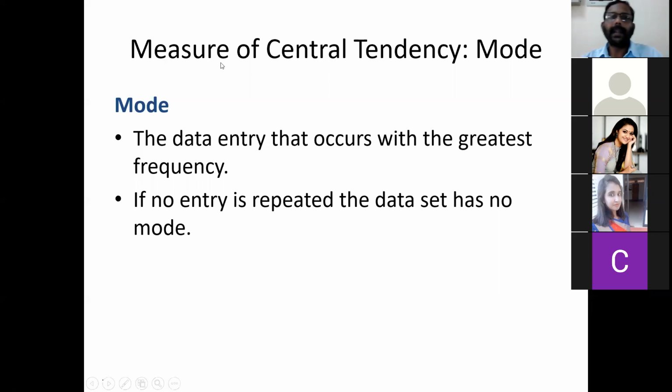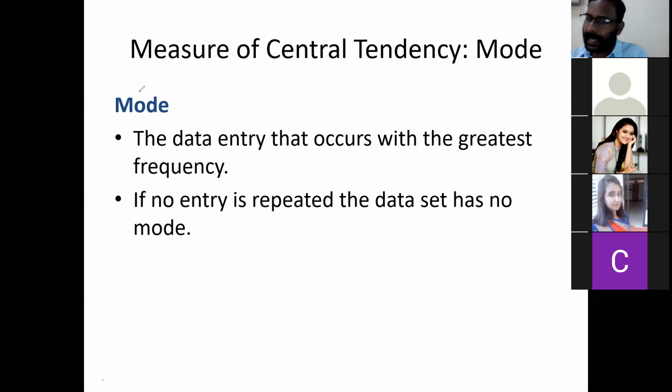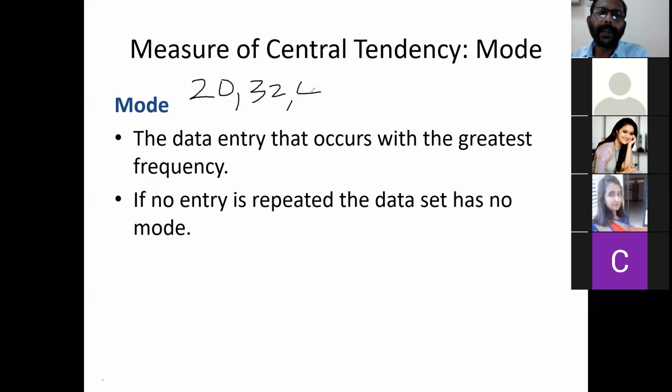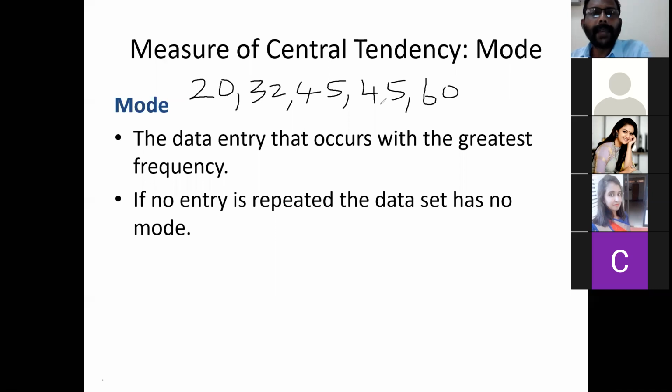For example, let's say here I have marks of 5 people: 20, 32, 45, 45, 60. Can you tell me what is the mode?